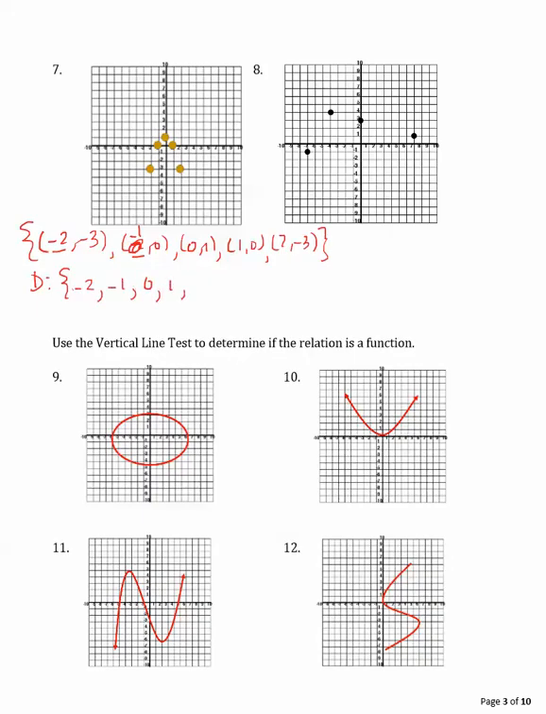0, 1, 2. The range is the set of the y-coordinates, and that would be -3, 0, and 1. So you only want to list unique values there. This is a function because the x-coordinates are all unique.